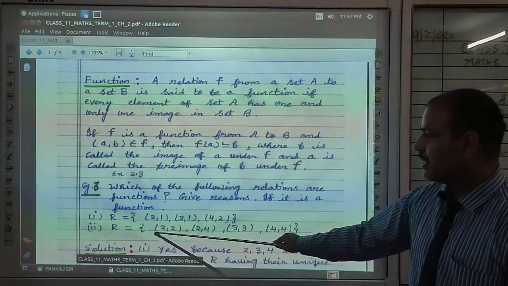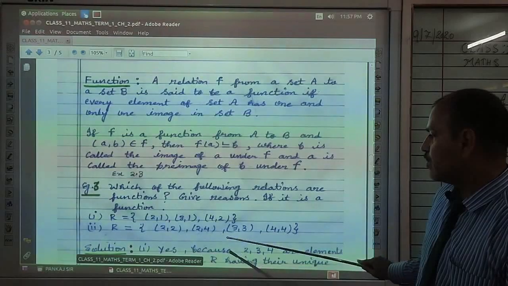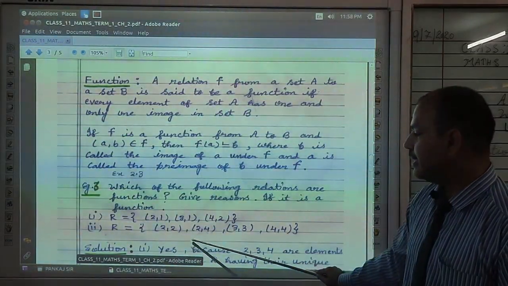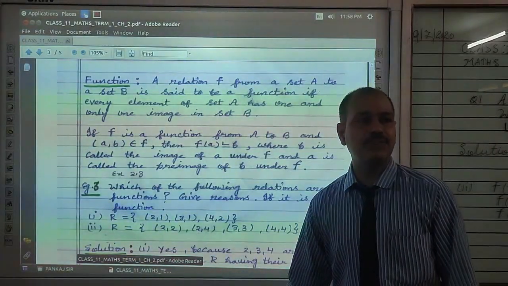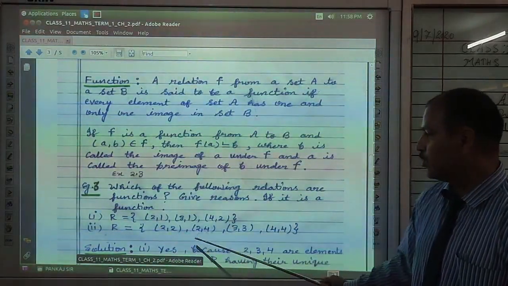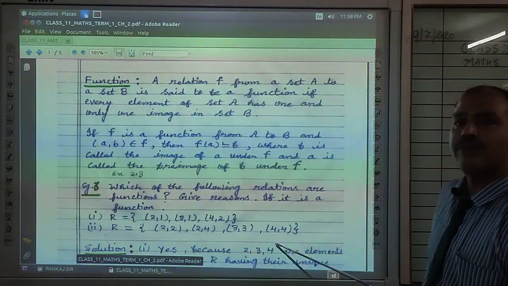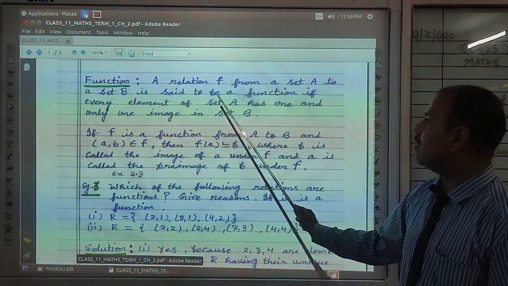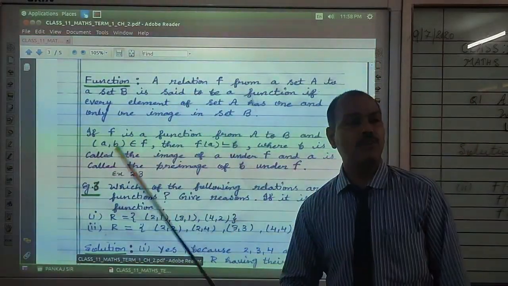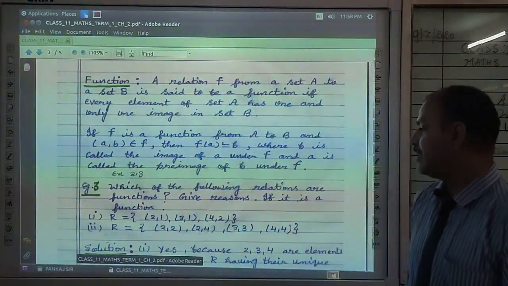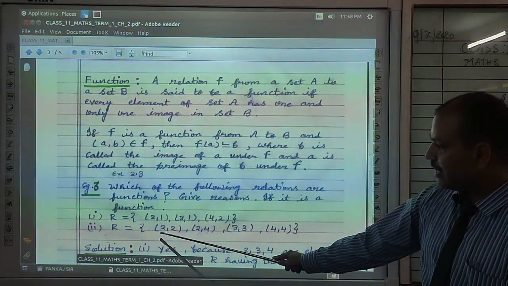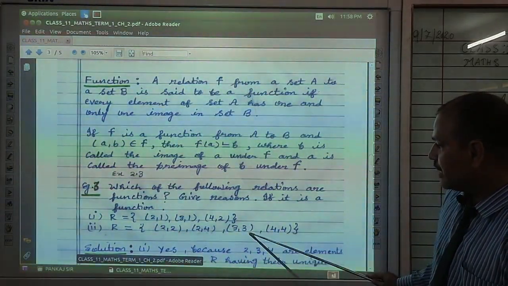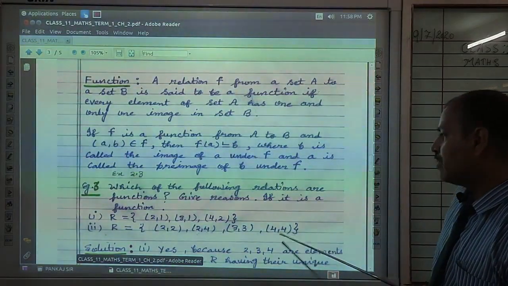R is equal to {(2, 2), (2, 4), (3, 3), (4, 4)}. So here, see the first elements. The first elements are 2, 2, 3, 4. According to the definition of function, the first element of set A has only one image in set B. So the images are: the image of 2 is 2, the image of 2 is 4, the image of 3 is 3, the image of 4 is 4.